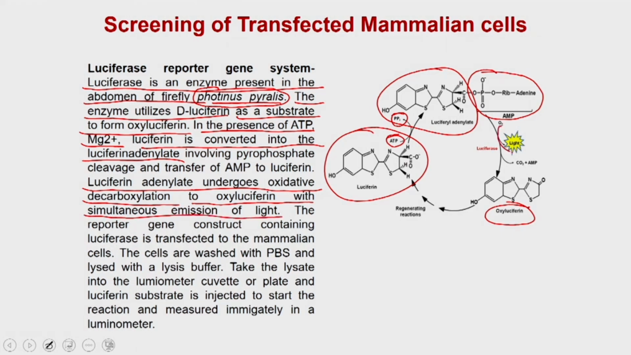So, oxygen is being utilized, and that produces the light, and this is a short lived signal. As soon as the luciferin adenylate is oxidatively decarboxylated to form oxyluciferin, it produces a small amount of light, and that light can be measured simply in a luminometer.